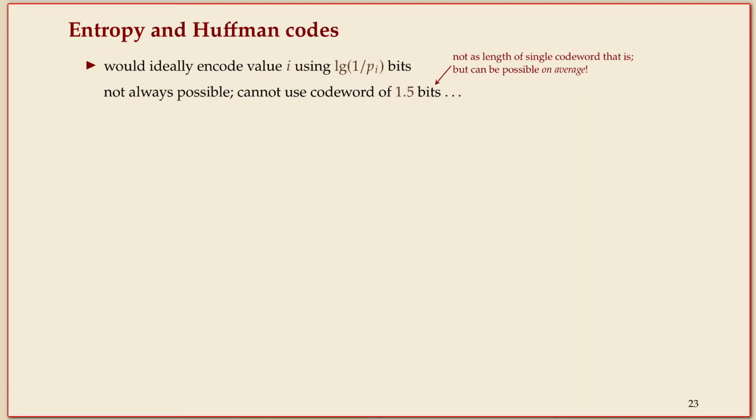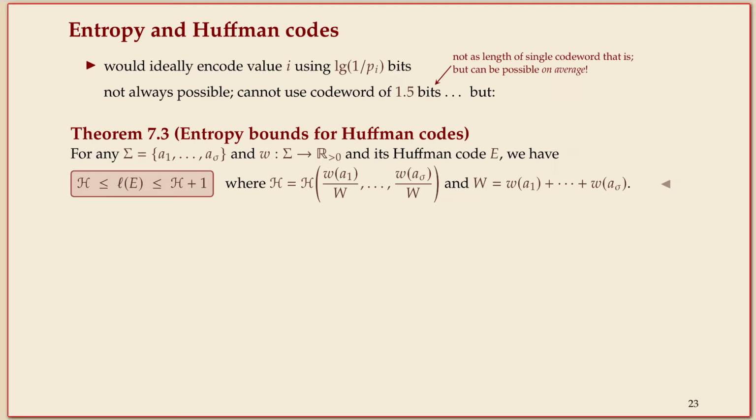So what does that have to do with Huffman codes? If things work out nicely, we would like to encode something with that probability pi with log of 1 over pi bits. But that number may not be an integer, so we can't really do that. But we can prove the following.